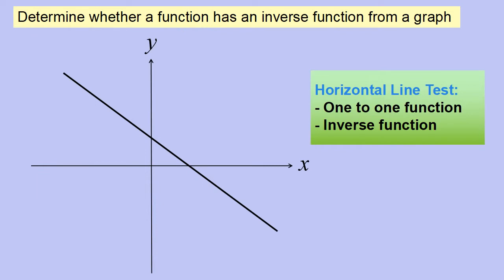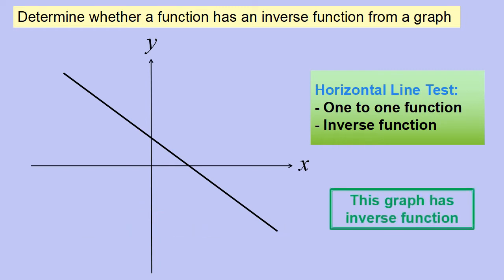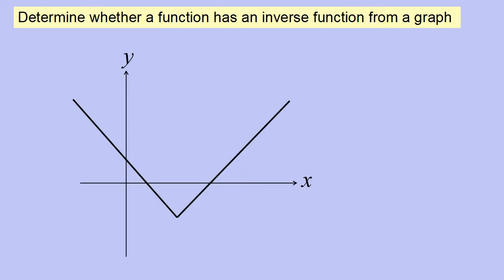Now you need to determine whether the following graph has an inverse function. Since we have known that only one-to-one function has an inverse function, therefore we can use horizontal line test to determine whether the following graph has an inverse function. Look at this example. Notice the horizontal line intersects at only one point on this graph. Therefore, this graph has an inverse function. Now let's try on this graph.